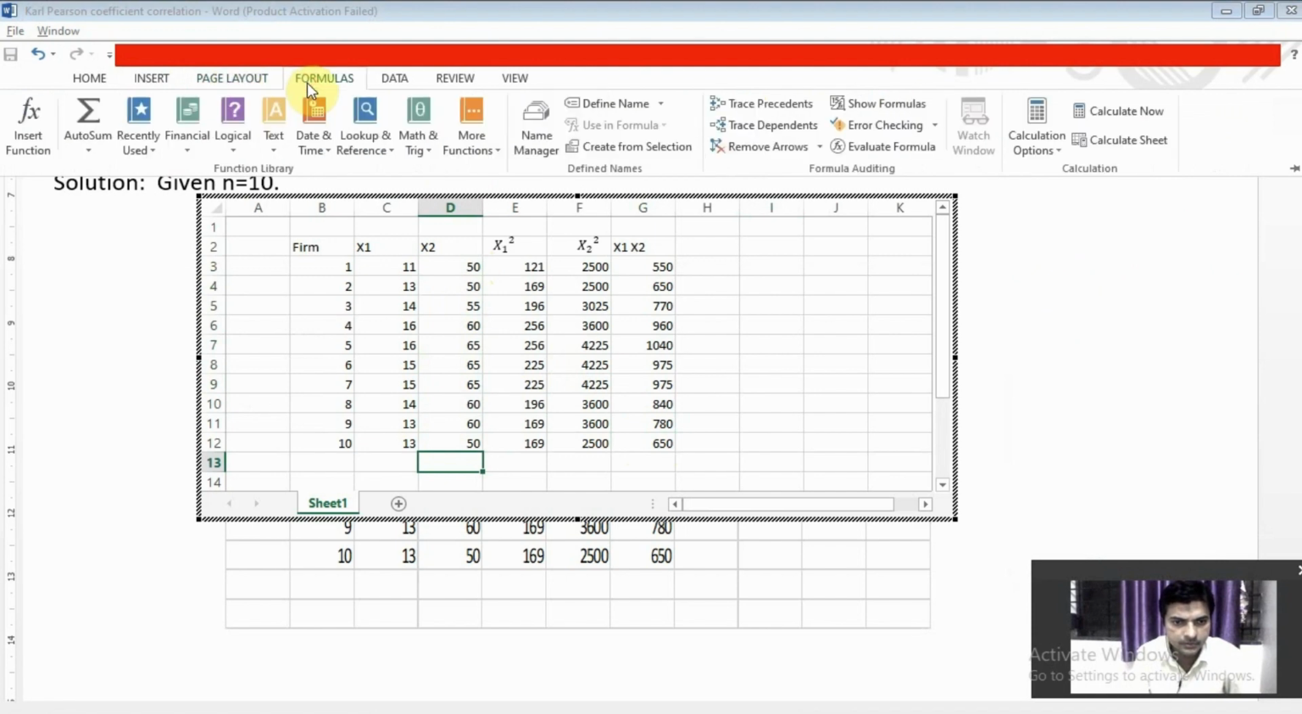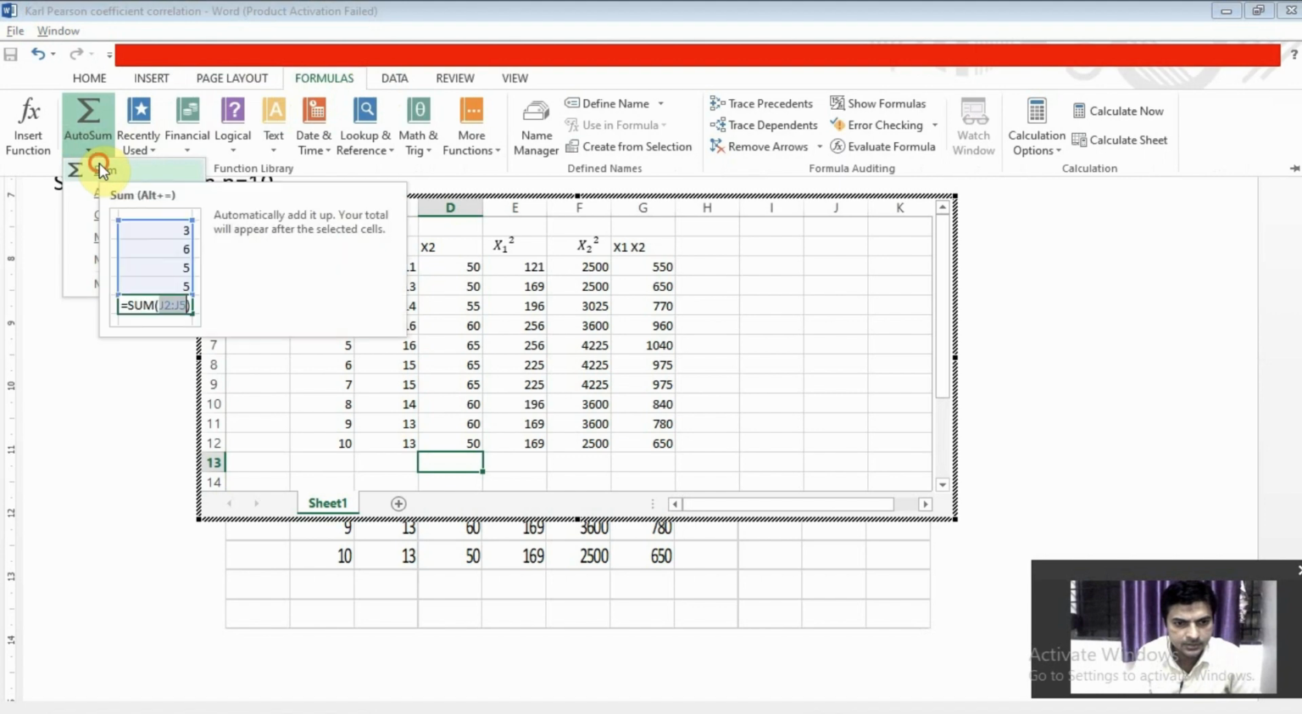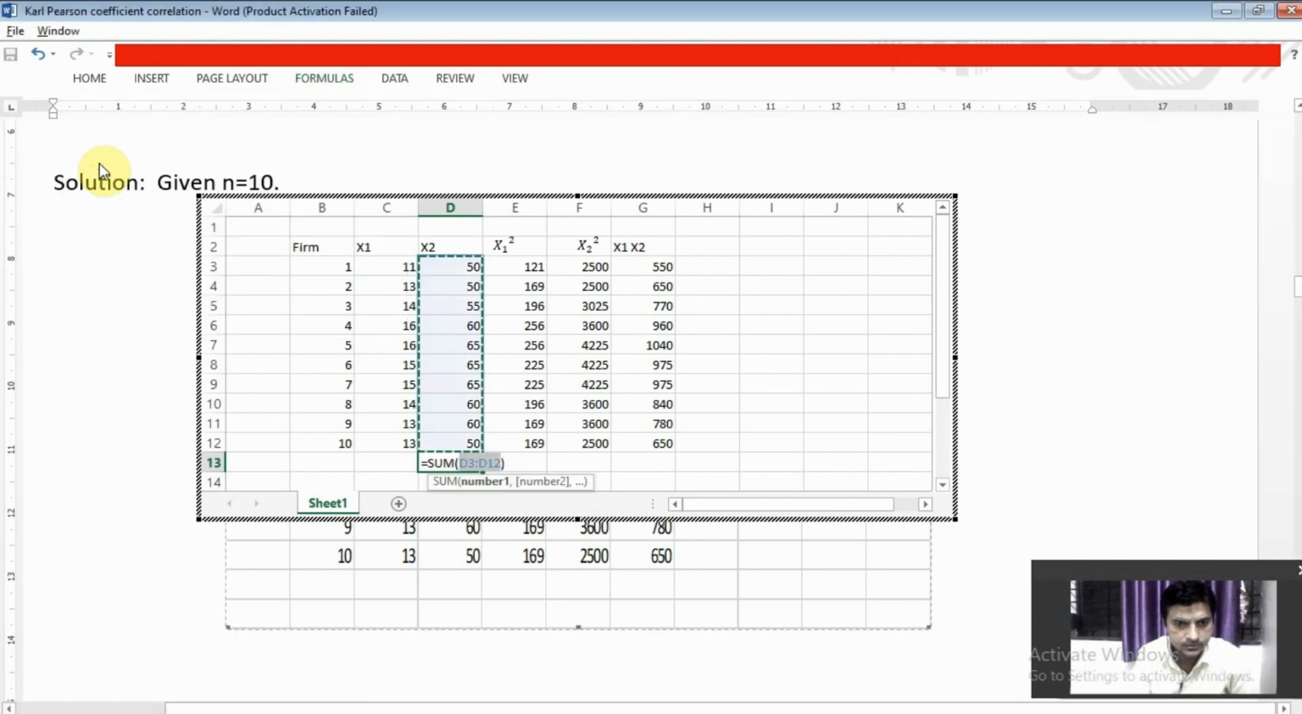Sum of all the values. X1, summation x1 you take, summation x2 you take. Here I just take this as sum. So I get 580.